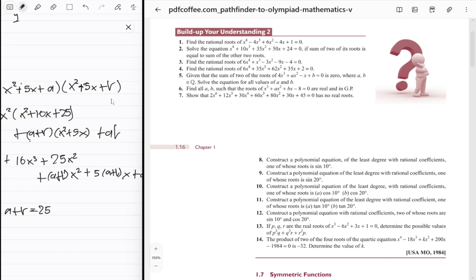So 2 of its roots equal to sum of the other 2 roots. That's how I did this thing. Sure. And the linear term doesn't match. Why? Why is this not matching?